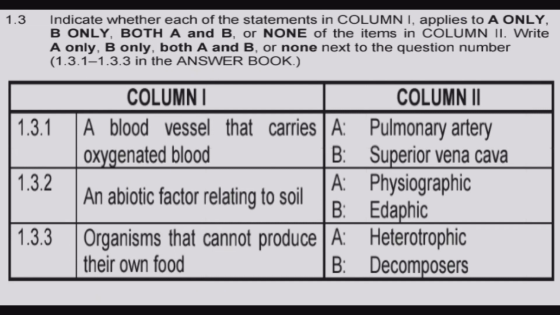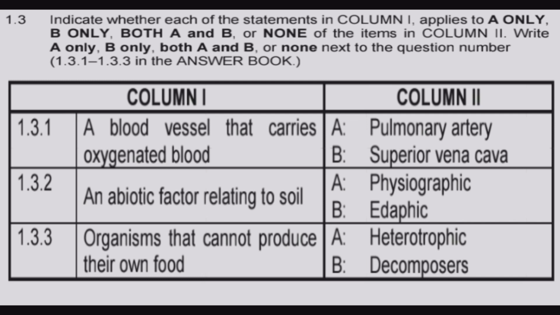We come to question 1.3. The instructions for this question are as follows. Indicate whether each of the statements in column 1 applies to A only, B only, both A and B, or none of the terms in column 2. Write A only, B only, both A and B, or none next to the question number, that is 1.3.1 to 1.3.3, in the answer book. Okay, so I'm not going to do much on that. So now we can see there column 1 and column 2.